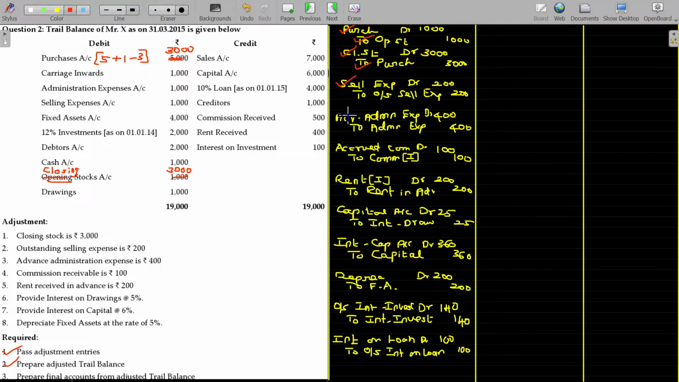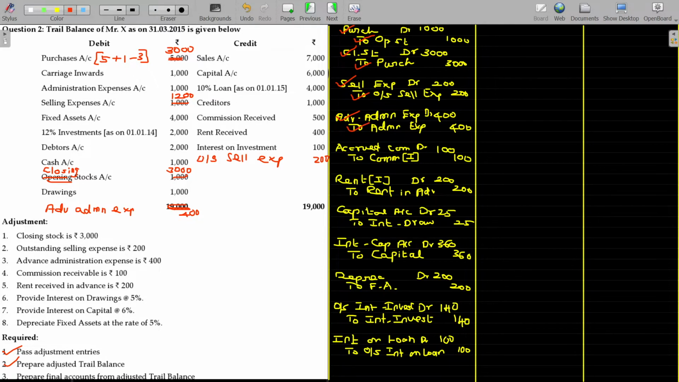Selling expenses should be inflated by 200 because of outstanding. Earlier this was 1,000, now it is 1,200. Am I right? Then outstanding selling expenses, the liability: as such, there is no such account. We have to open a new account and post that in the credit side, as it is a credit balance. Right? So outstanding selling expenses here being 200 rupees. Advance admin expenses, we don't have such an account. Now I'm going to open that one in the debit side. So advance admin expenses, this value being 400 rupees.